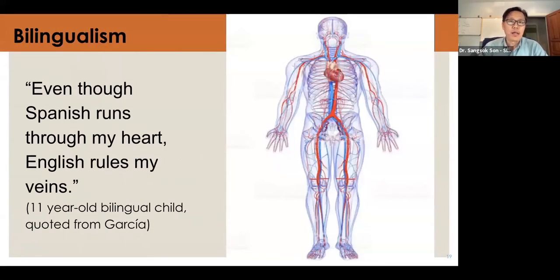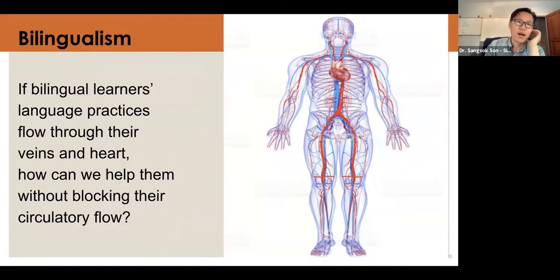Okay, so this is a quote from one Hispanic student from South America who studied in America. And she said, "Even though Spanish runs through my heart, English rules my veins." This is what she said exactly. So then, as an educator, if the bilingual learners' language practices flow through their veins and heart, how can we as educators help them without blocking their circulatory flow? This is our mission.